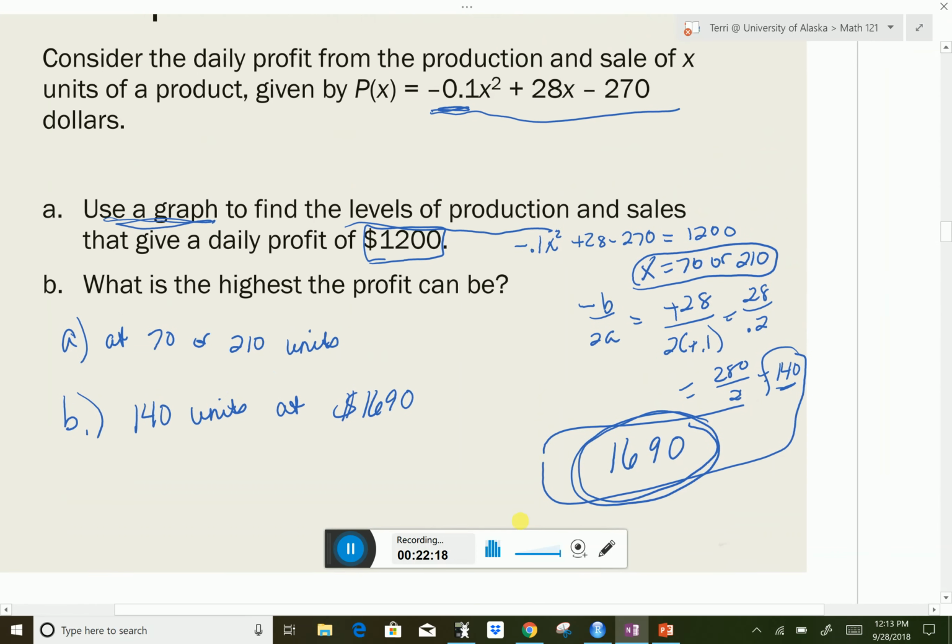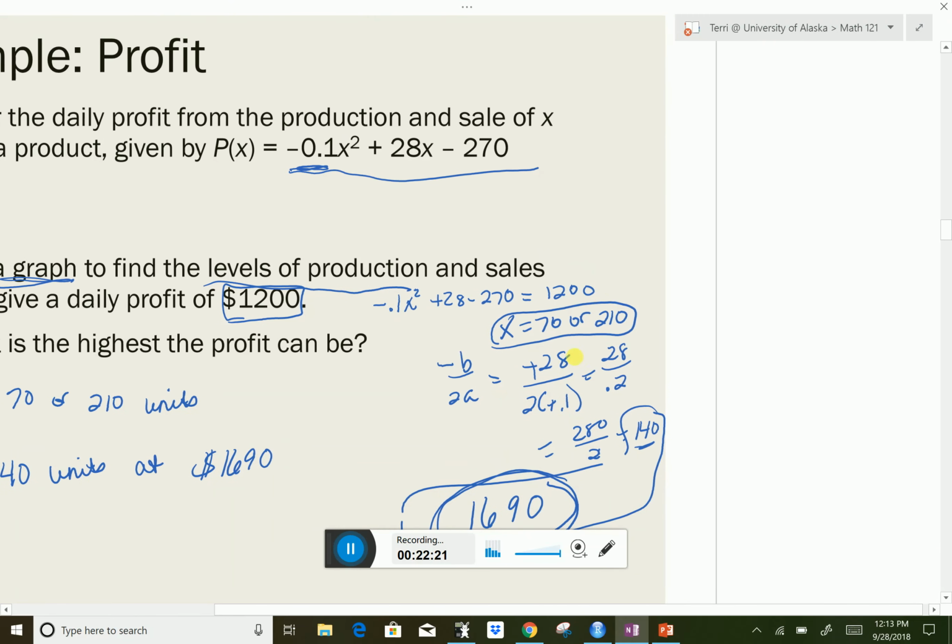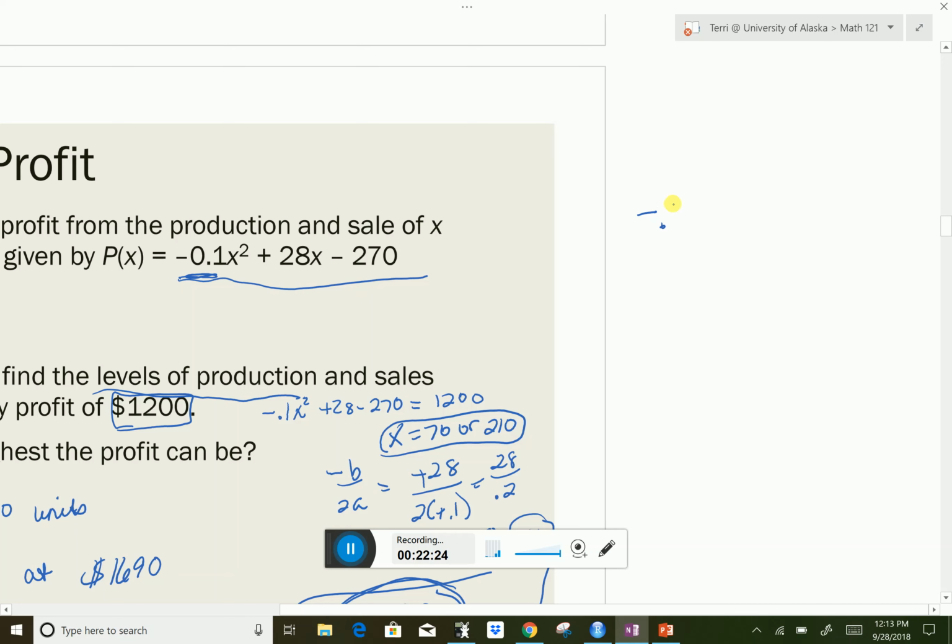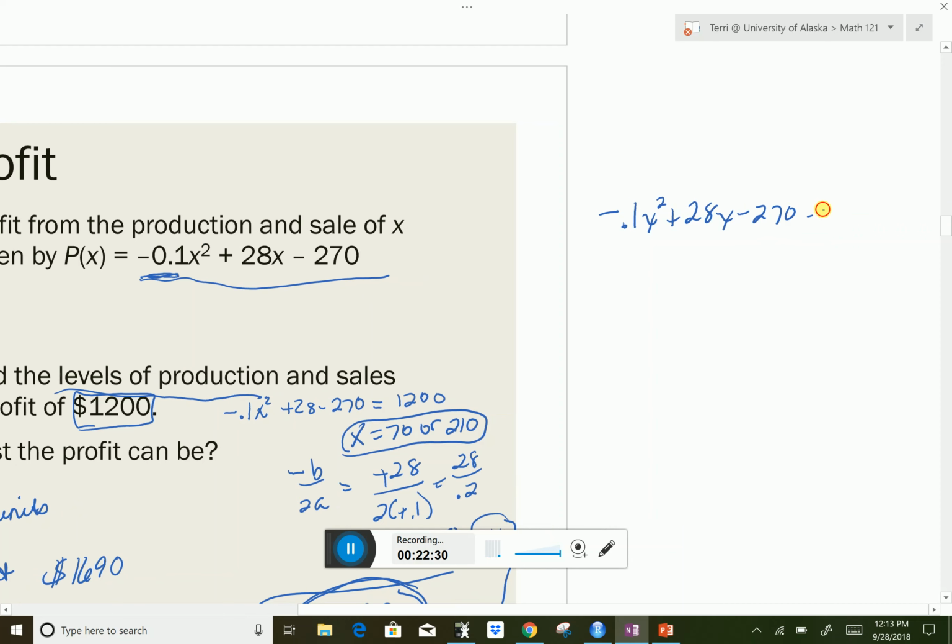So I just want to do an aside here. How would we do this if we didn't have a graphing calculator? I wanted to do this just to make sure that everybody knows how. So remember, when we're solving a quadratic equation, we have to subtract to get everything on one side and 0 on the other. Anytime you have an x squared in there. So we have negative 0.1 x squared plus 28x minus 1470.